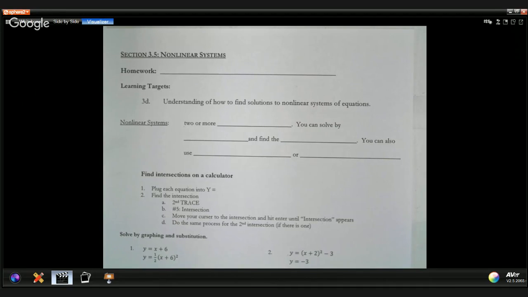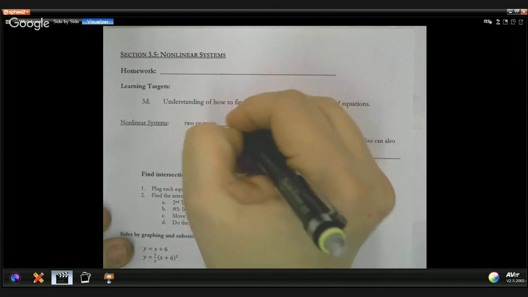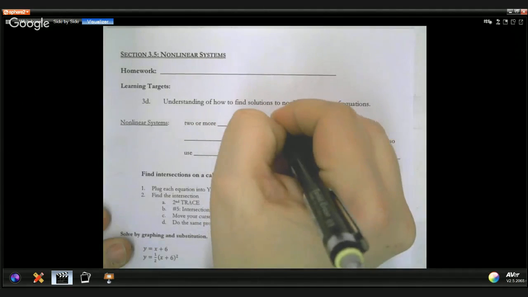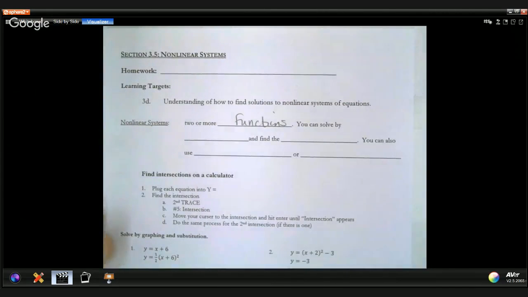Okay, so what we're talking about today is nonlinear systems. We've done systems in the past, but we've always worked with systems that are linear. A nonlinear system is two or more functions, and they don't have to both be linear. One could be linear, one could be quadratic. There's a lot of different options.